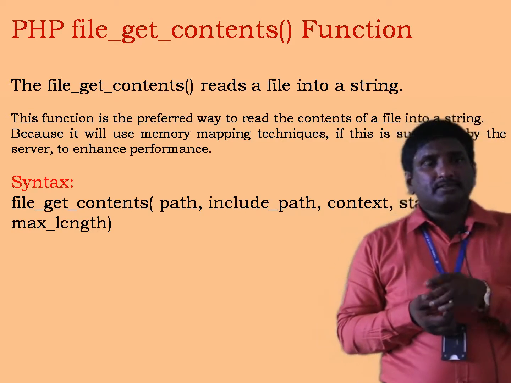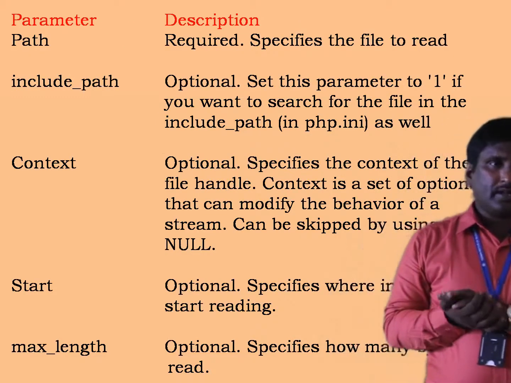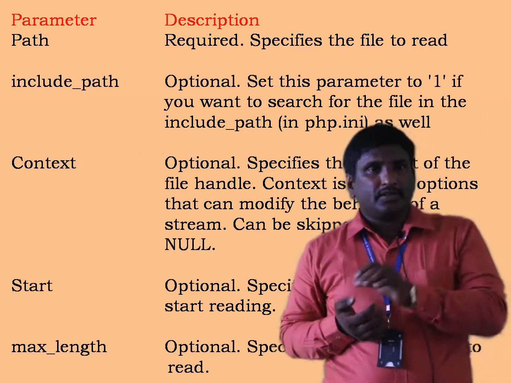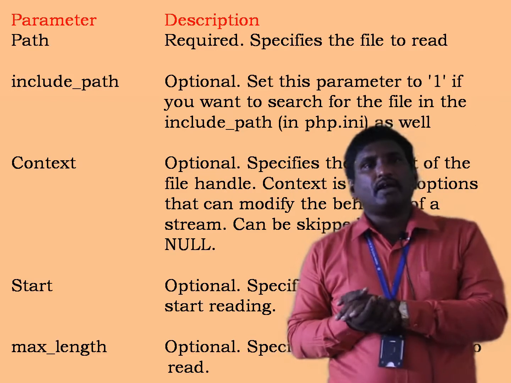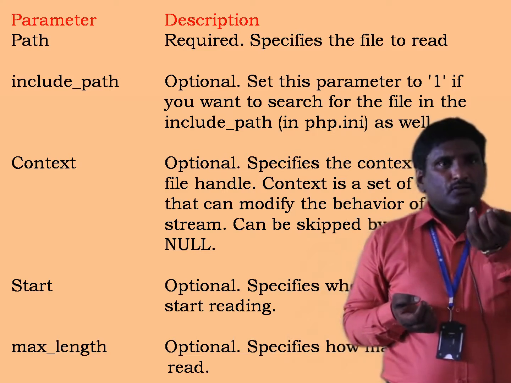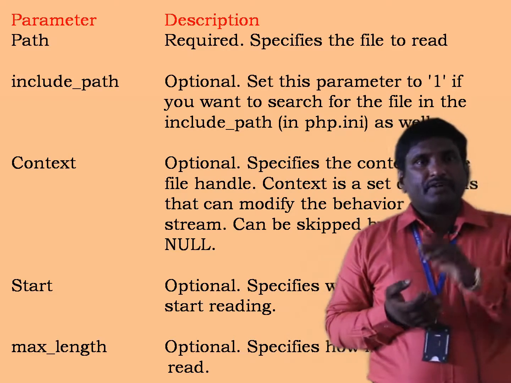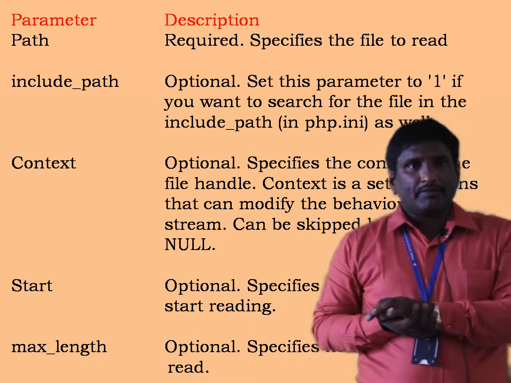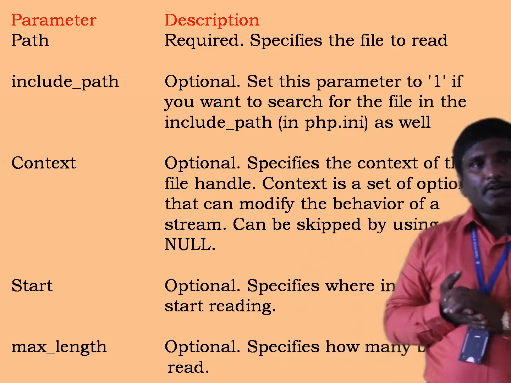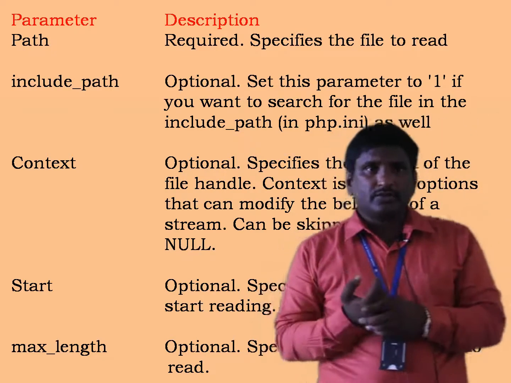Path is required and specifies the file to read. Include_path is optional; set this parameter to 1 if you want to search for the file in the include path as well. If you set it to 1, the file should be available; if it is 0, it may not be found. Context is optional and specifies the context of the file handle. Context is a set of options that can modify the behavior of a stream, and it can be skipped by using null.